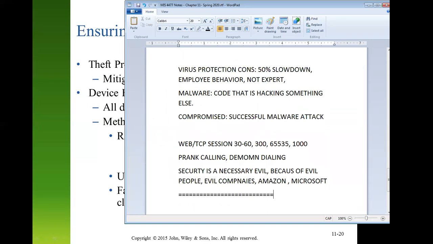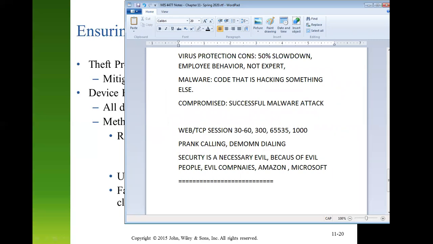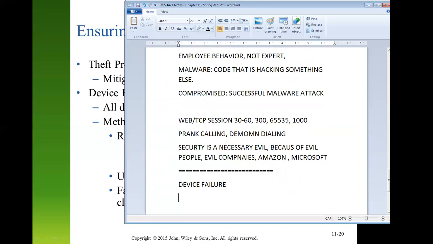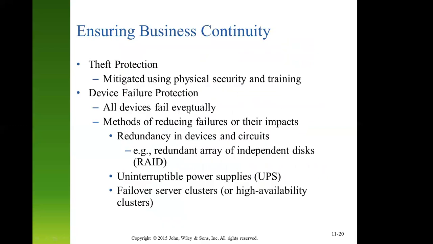So what's the other stuff that's not evil by design, doesn't try to be evil, is device failure. Eventually hard drives fail, or power fails, or just something gets old and dies because it's old. So here are the kinds of things that we do to mitigate device failure. All devices will fail eventually, just like all people will fail eventually.